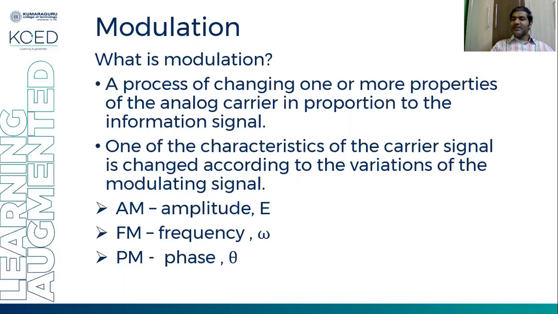This message signal is of low frequency and carrier signal is of high frequency. So what I'm doing is, with help of a high frequency carrier, I'm superimposing this low frequency message signal. Superimposing your high frequency carrier with the low frequency message signal will allow this low frequency signals to travel over long distance. So that is called modulation.